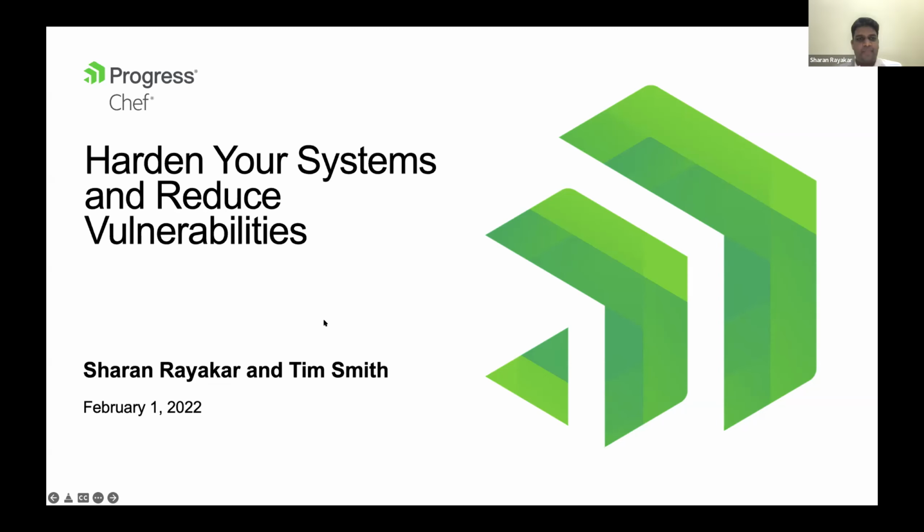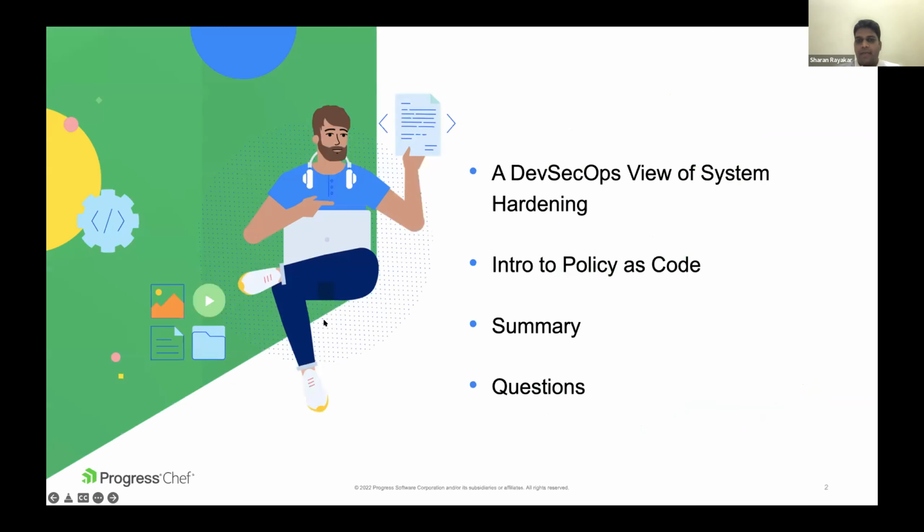Awesome. Thank you, Tim. So with that, let's move on to the agenda, what we want to cover today. We'll try to cover what system hardening is all about, and why it's so critical for enterprises. We'll also deep dive into the policy as code approach that Chef has put together, and learn more about how you can codify your policies and achieve your hardening and security needs. And finally, we'll take up any questions that you may have.